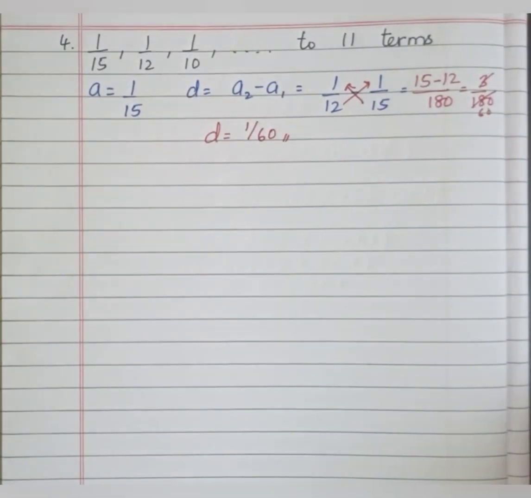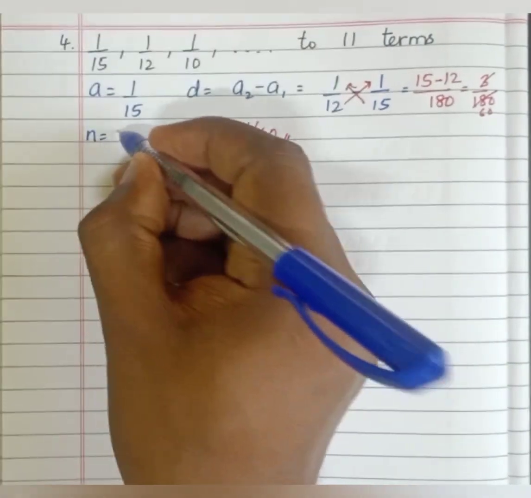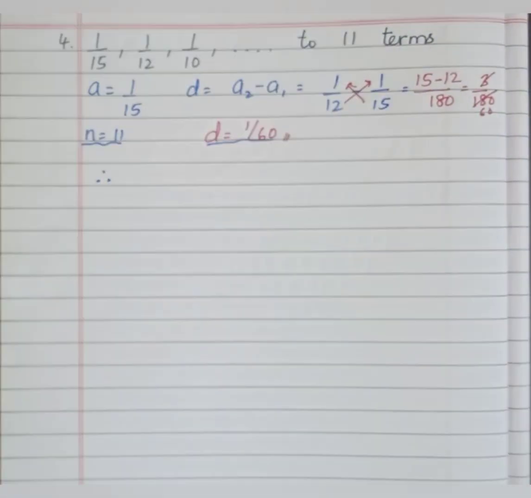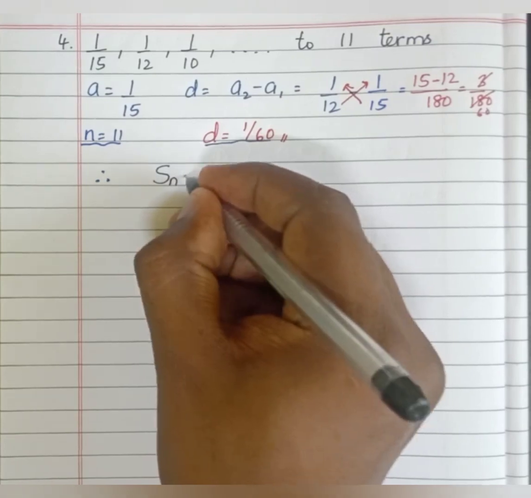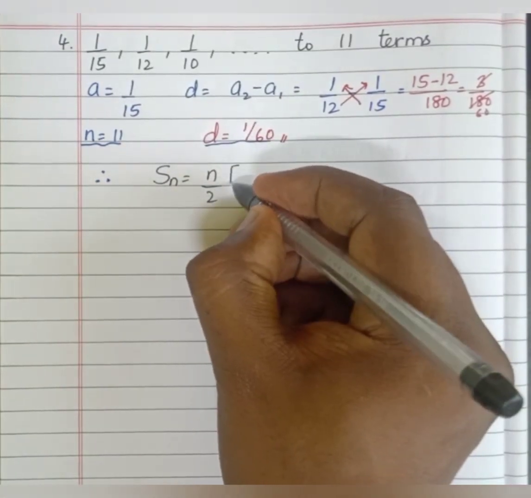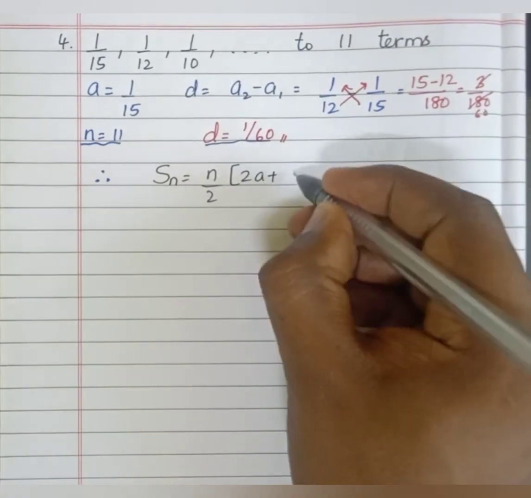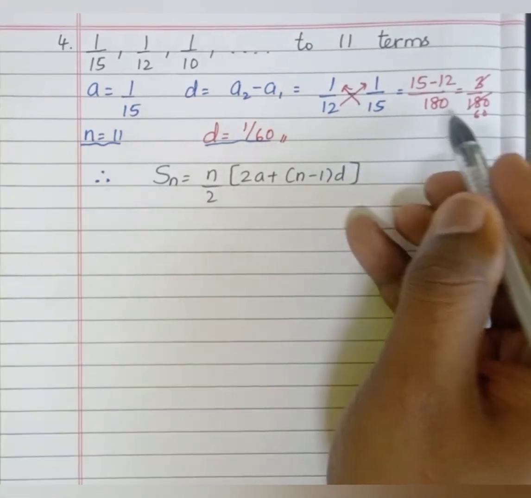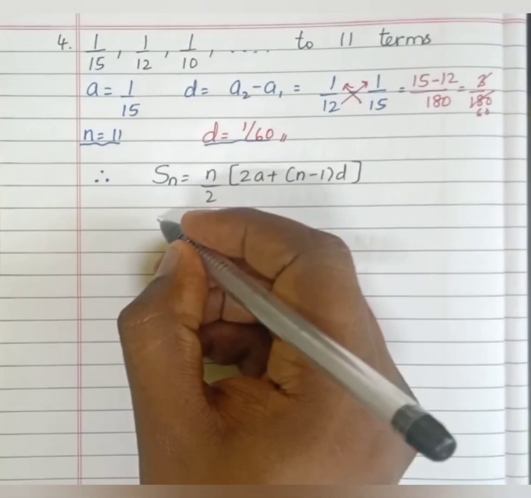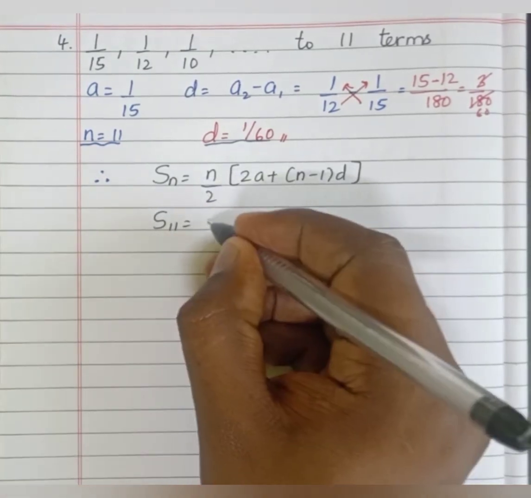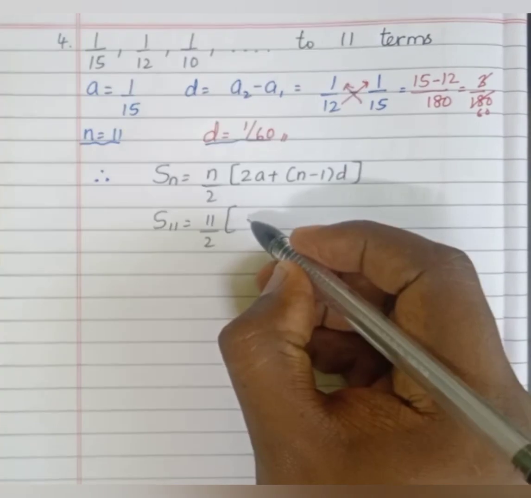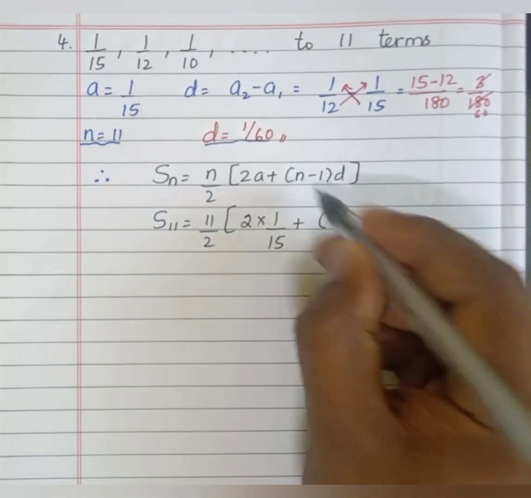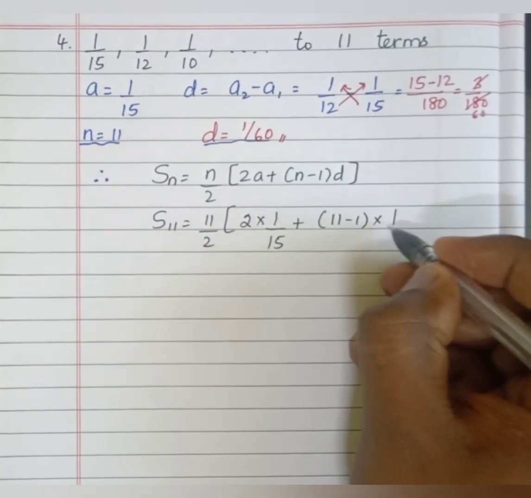Now what is the value of n? We should find out the sum of 11 terms. Therefore n equals 11. Now we are using the formula Sn equals n by 2 into 2a plus n minus 1 into d. Now substitute all the values of a, d and n. We get S11 equals 11 divided by 2 into 2 times a, that is 1 by 15, plus n minus 1, that is 11 minus 1, into d, that is 1 by 60.